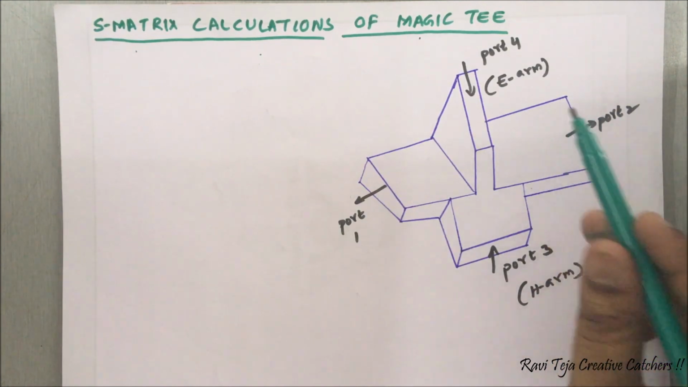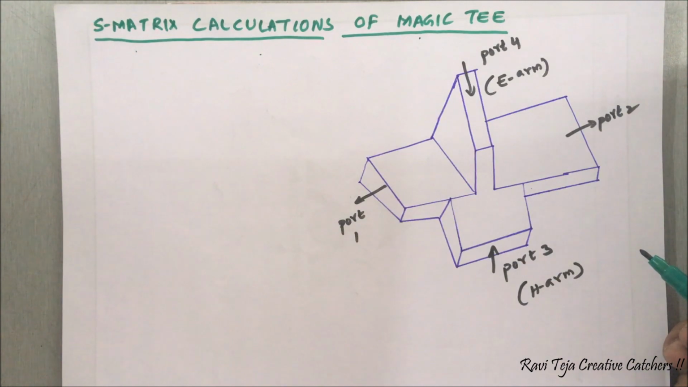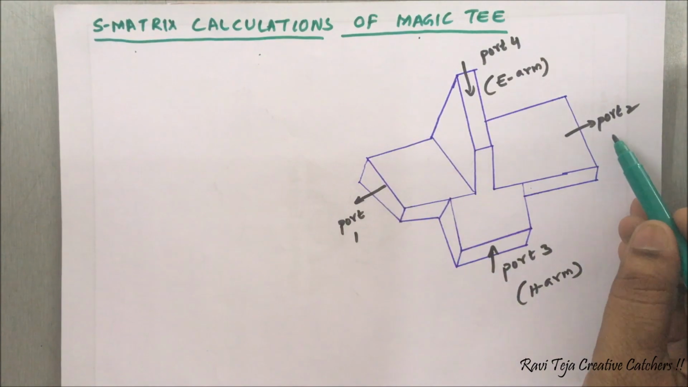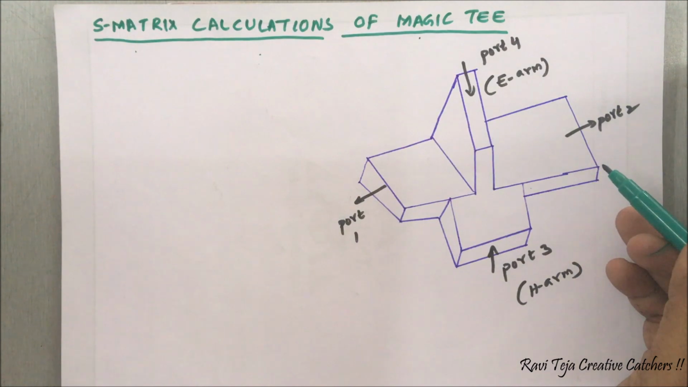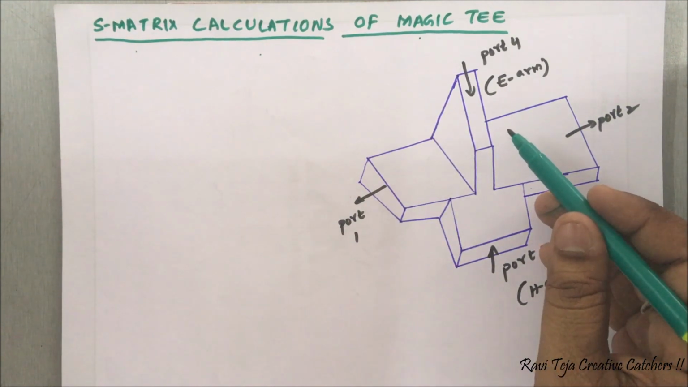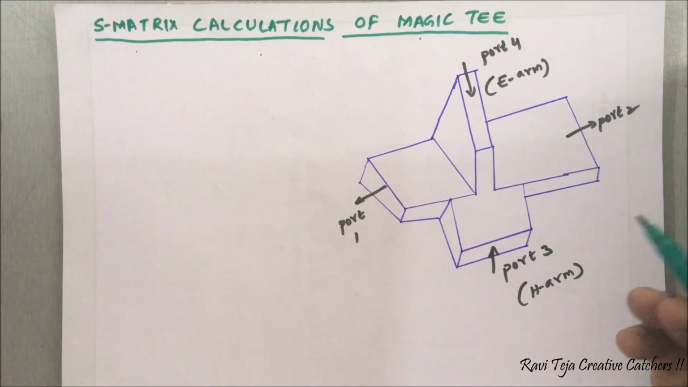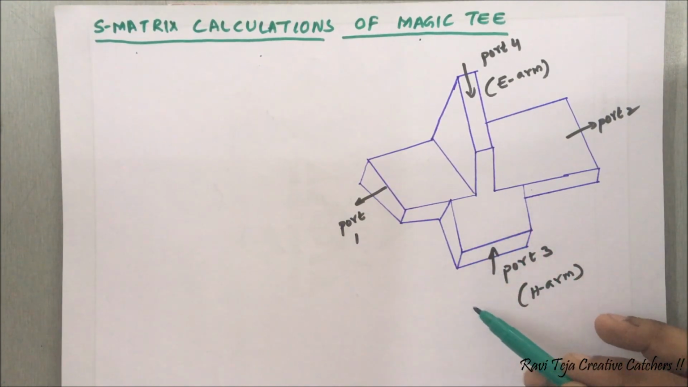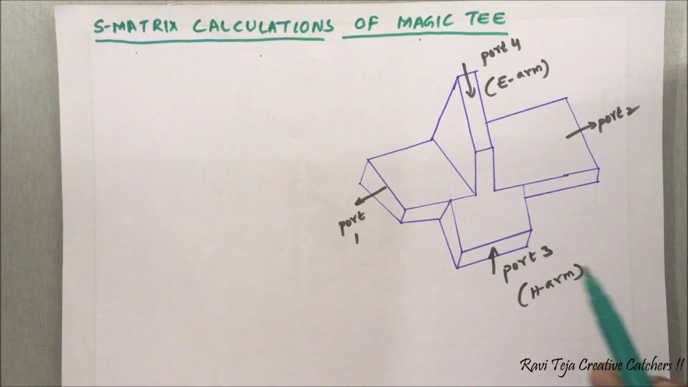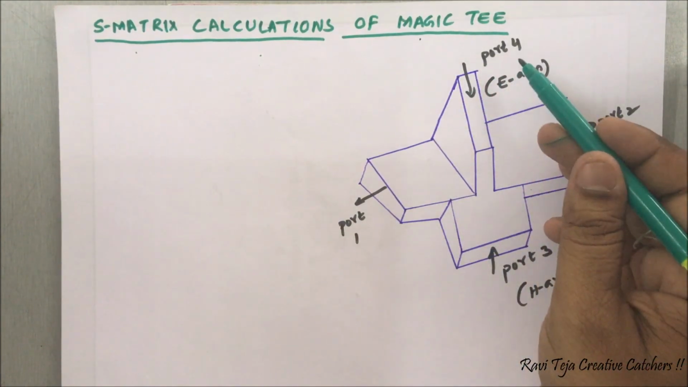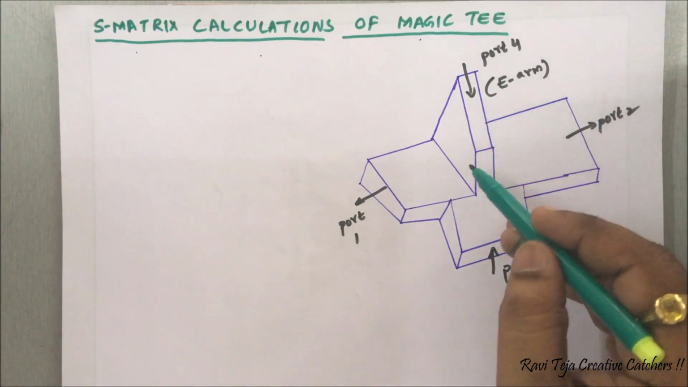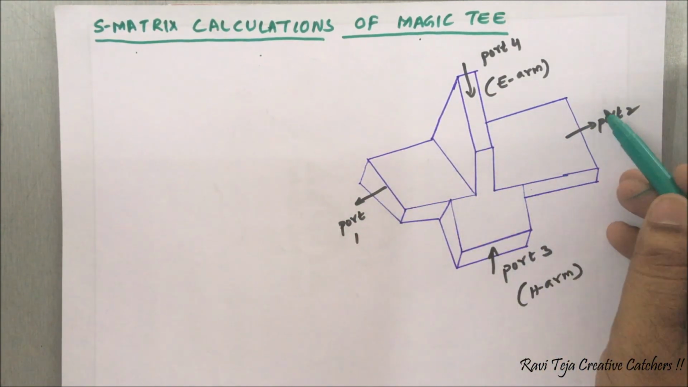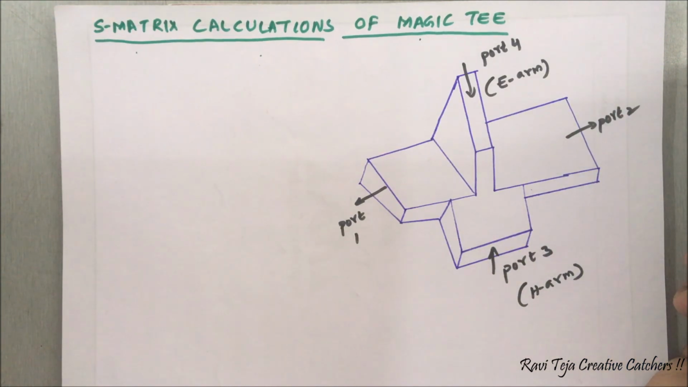The combination of two planes, E plane as well as H plane, gives 4 ports where we have port 1, port 2, port 3 and port 4. Port 1 and port 2 are considered as output ports. Port 3 and port 4 are considered as input ports. If you see here, this particular port 3 is nothing but H arm and this particular port 4 is nothing but E arm. When a signal is propagated through this particular E arm, this signal will be coming out from port 1 as well as port 2 with respect to 180 degrees of phase shift.